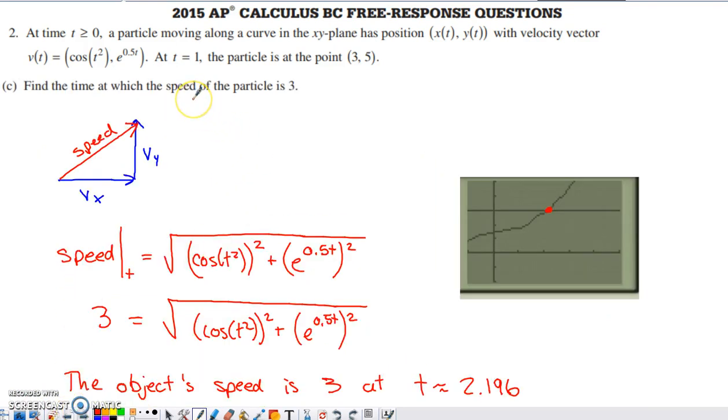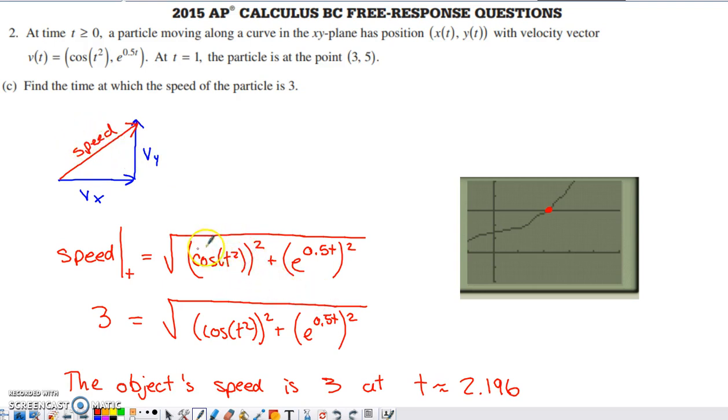Part C deals with speed. So find the time at which the speed of the particle is 3. So you do need to realize how to compute speed here. In your calc course, in your physics course, I'm sure you've done a little bit of resolving vectors. If we have the x component of velocity here and the y component of velocity here, speed is simply going to be the magnitude of that resulting vector, or if you complete the triangle as I've done here, it's going to be the value of the hypotenuse of the triangle. So it's going to be a Pythagorean theorem calculation applied to these components as the legs and solved for the hypotenuse.